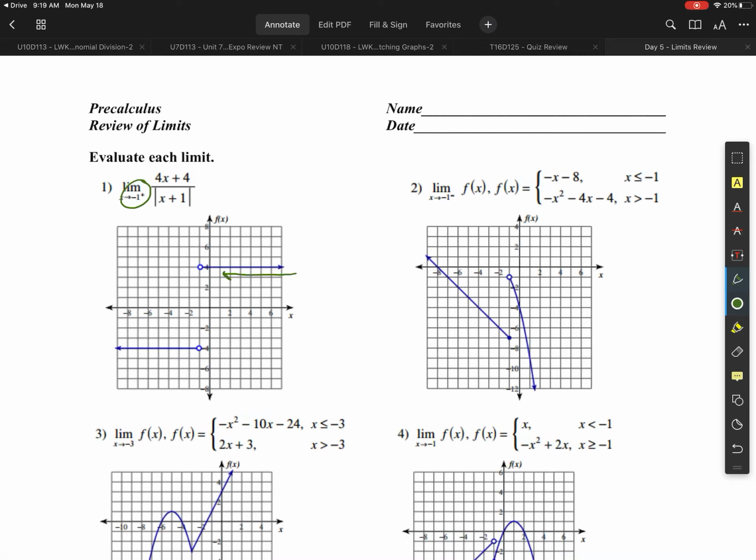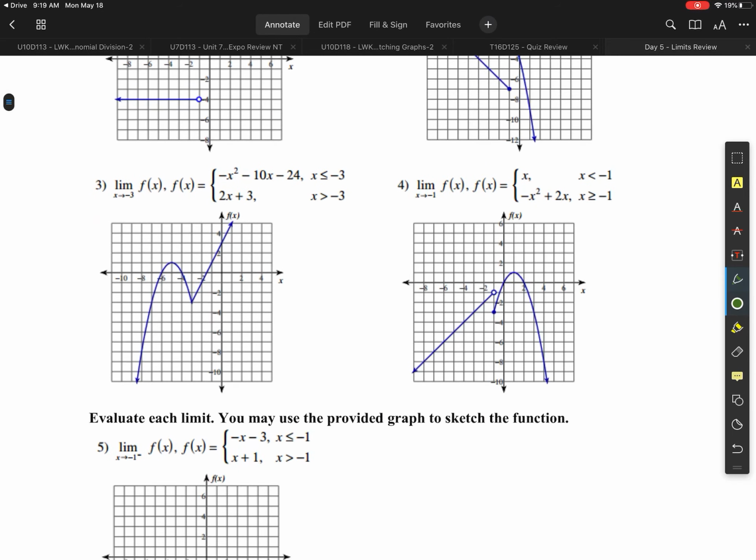What's the limit as we approach -1 from the right side? In this situation, as we come from the right side, we are approaching the number 4. If it asks for the left side, our answer would be -4. If it asks for the limit of everything, is there a limit as we approach -1? There would be no answer because they do not match up.